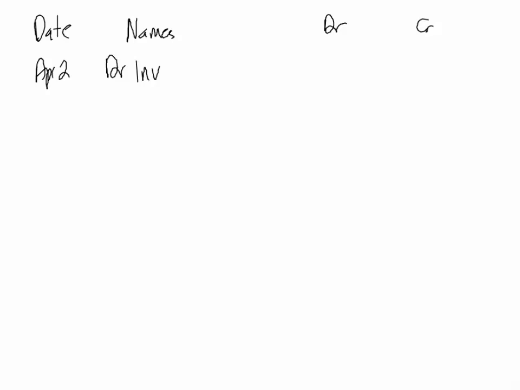So what did we get? We got inventory. What did we give away? We gave away an IOU, right? We gave away an IOU, so accounts payable, absolutely. So IOUs are represented by accounts payable. And how do we know we gave away an IOU? Because it doesn't say for credit or on credit.